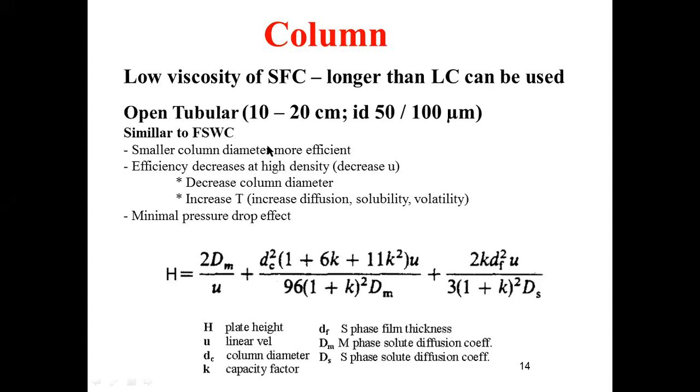Especially in open tubular columns, the length will be 10 to 20 centimeter, with an internal diameter of 50 to 100 micrometer. This is the same as the fused silica open tubular columns we use in gas chromatography. Fused silica open tubular columns are made of fused silica, and the silica itself functions as the stationary phase there. Silica is highly polar, and polar interaction is expected there. Unwanted adsorption needs to be eliminated, and in order to do this, we may have to modify the silica by bonding or chemical treatment.